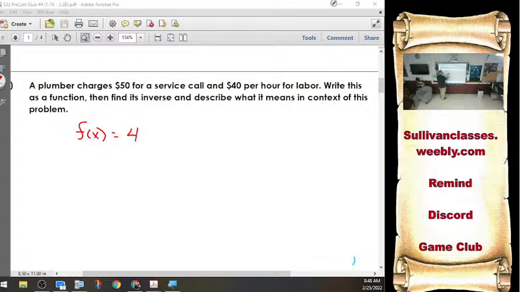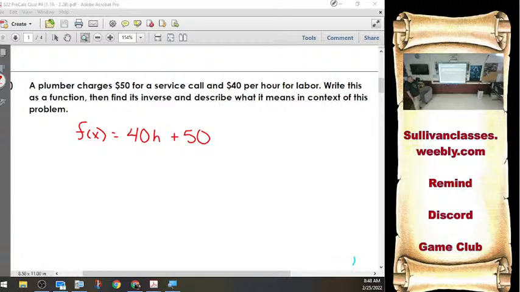$40 an hour plus $50 to show up. If any of you work with, have family who are, or have had to have a service call by any tech professional, plumbers, HVAC, electrician, this is cheap. That's real cheap. $65, $70, $80 an hour is probably more like it. It's pretty gross.